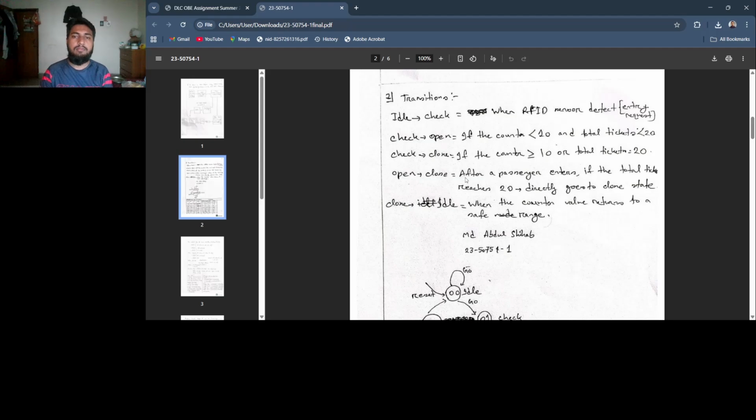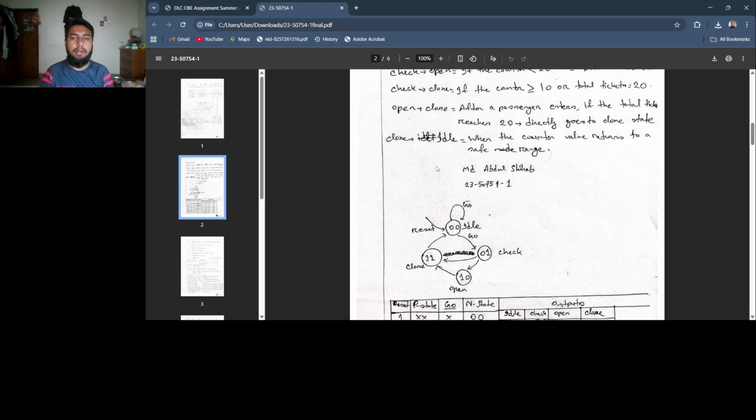If after a passenger enters the total tickets reach 20, it goes directly to the close state, then close to idle when the counter value returns to a safe range.